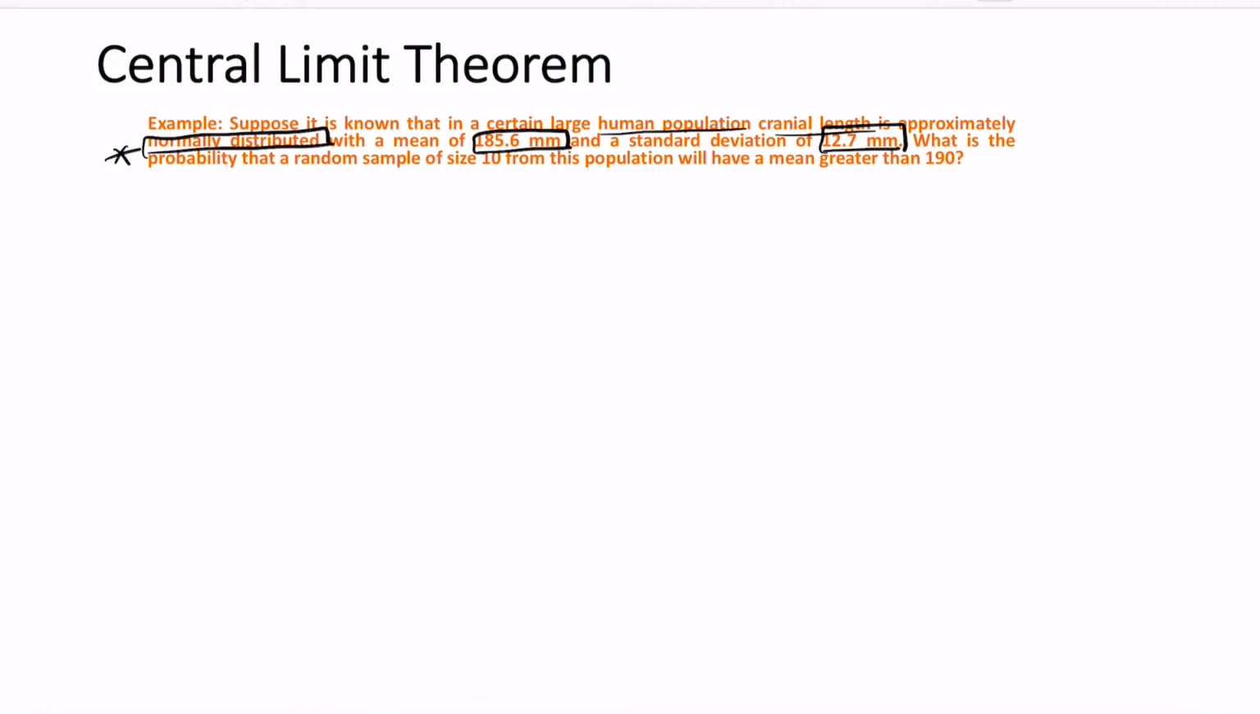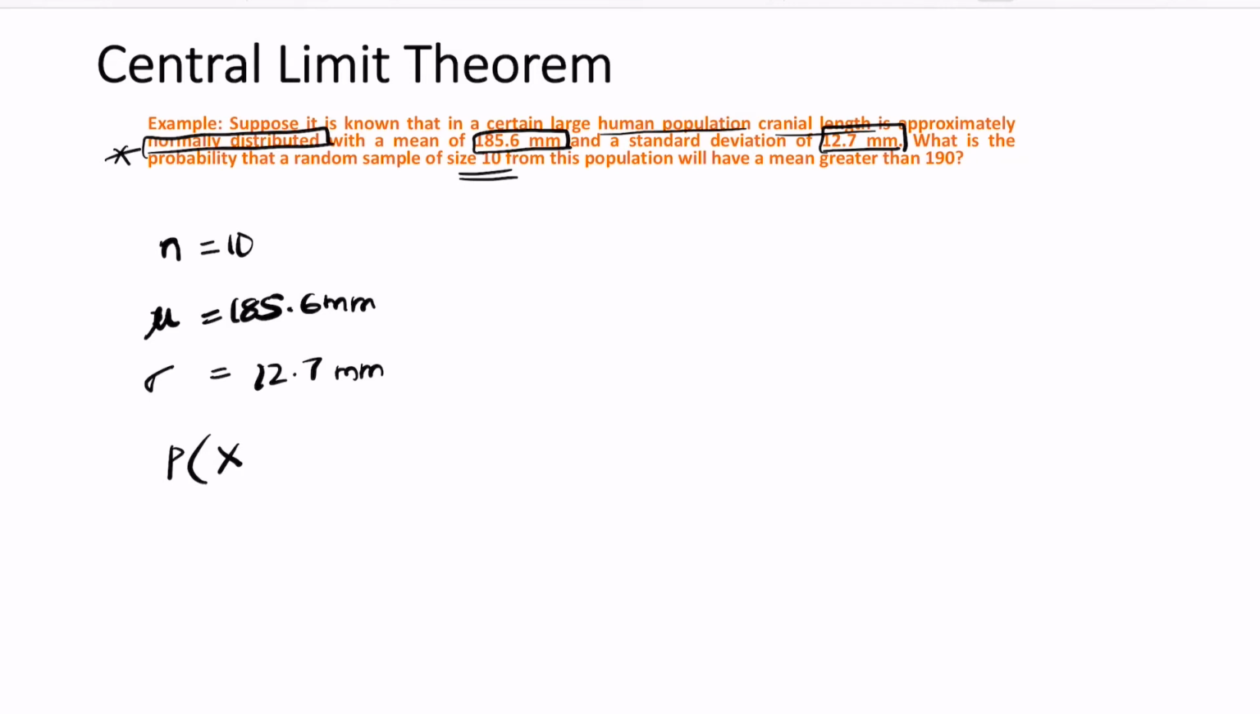So what is the random sample of size 10? Remember that n here is 10. Mean mu is 185.6 mm. Standard deviation is sigma. So sigma is 12.7 mm. They are asking you for the probability of x greater than 190. So we have to convert it into z-score.